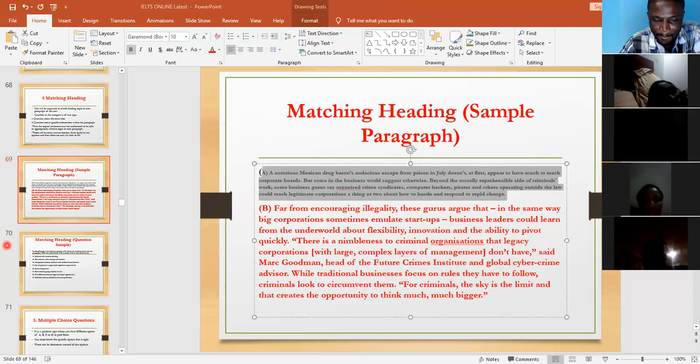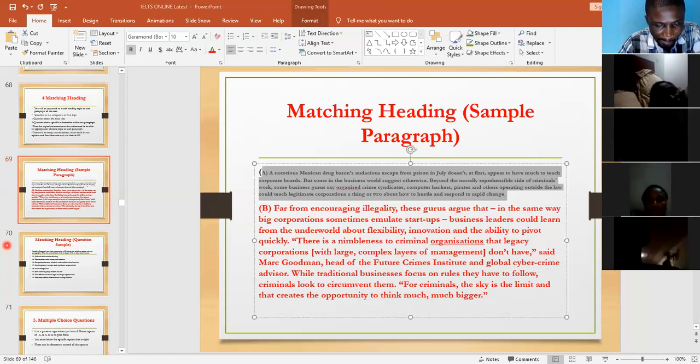Okay, I see it's a comparison between legitimate businesses and the underworld corporations. Okay. So it has compared the criminals, big organizations, as well as startups. So basically, it's comparison. That's what I say. Okay. Kunle, what do you think is happening?